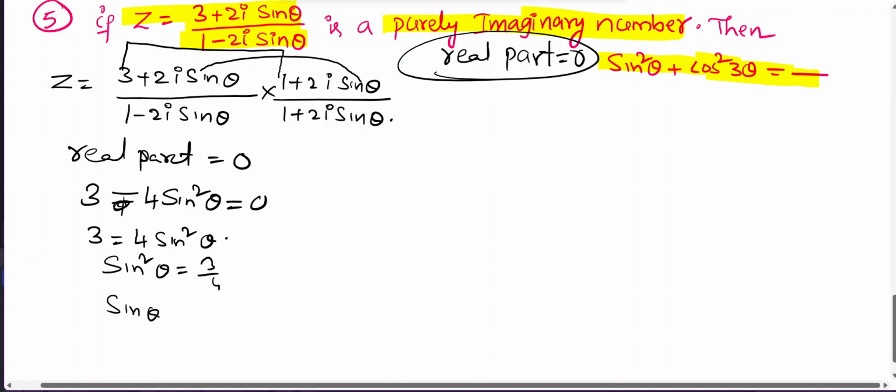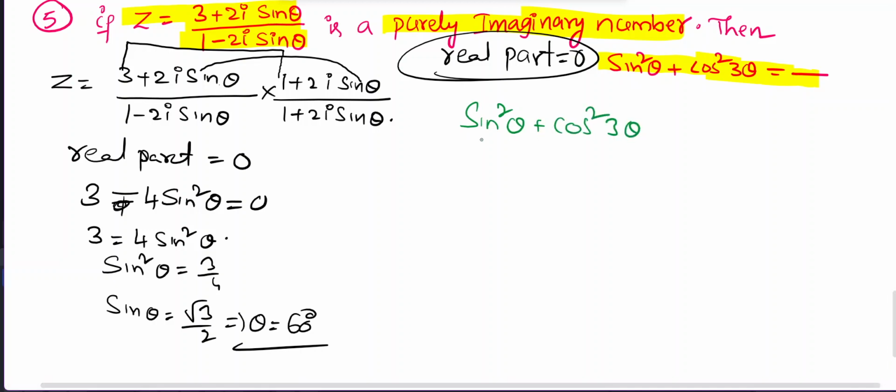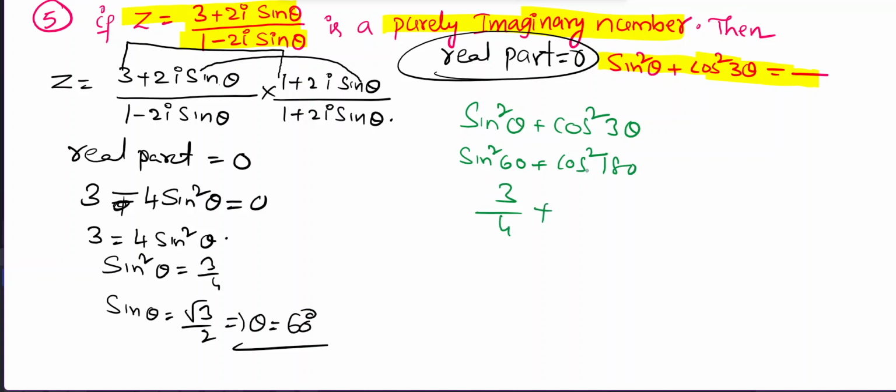This is sin theta is equal to root 3 by 2. That means theta is equal to 60 degrees. Substituting 60 degrees in this equation, now we are finding sin square theta plus cos square 3 theta. Sin square theta, theta is 60. This is sin square 60 plus cos square 3 into 60, which is 180. Sin square 60, that is root 3 by 2 whole square, is 3 by 4, plus cos 180 is minus 1, whole square is 1. 3 by 4 plus 1 is equal to 7 by 4. That is the required answer.